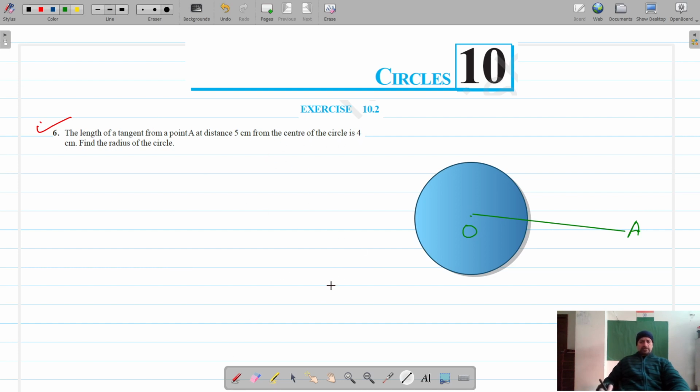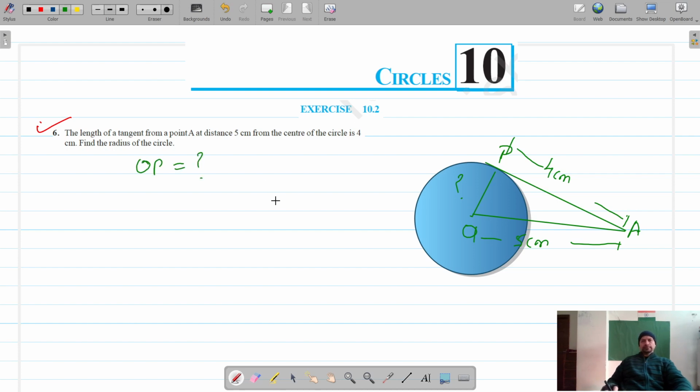And the length of the tangent. So if I draw a tangent to this circle, let's say it's P. The length of a tangent from a point A is 4 cm. So this is 4 cm, and we have to find the radius of the circle. So let's join this point of contact with O. So we have to find the radius of the circle. So OP is what we have to find.